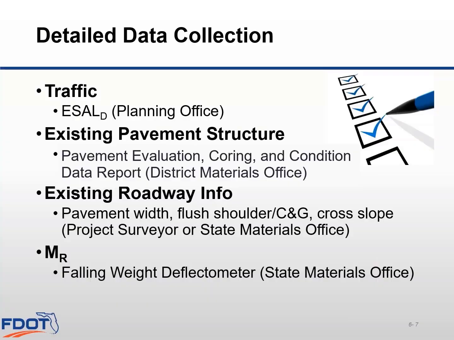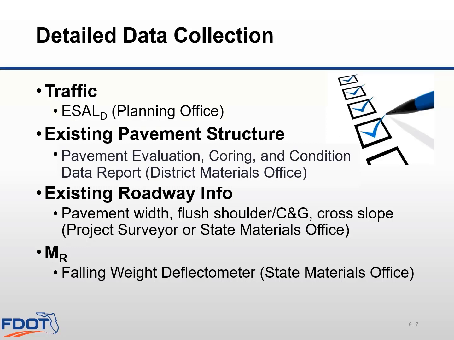Once you've collected your preliminary data on your own, you should be ready to start coordinating with other offices to request more detailed data for your project. You'll want to request your design traffic data, which is where you'll get your design ESAL data, from your district planning office. The request for information on your existing pavement structure to determine layer types and thicknesses, and also any distresses such as crack depths, will go to your district materials office.